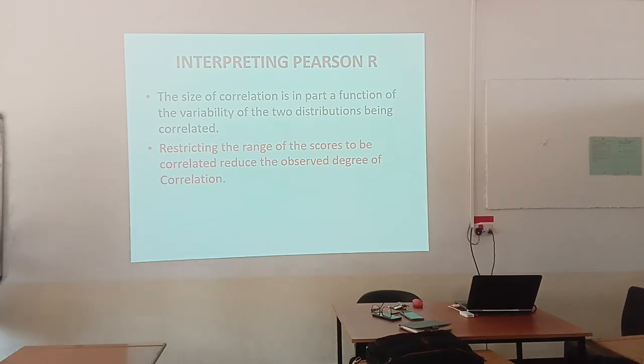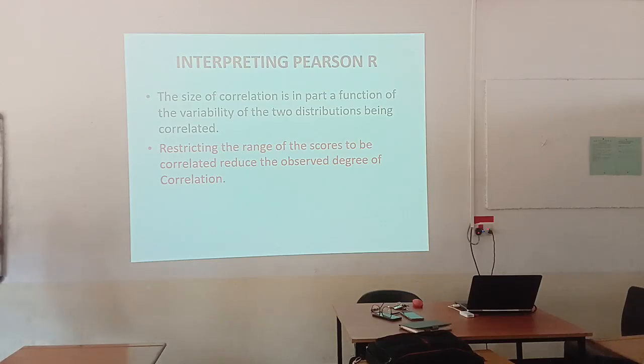How will it look like? Is it not going to be a scattergram? It will be, which will be showing no relationship. But actually, there is a relationship. The problem is you have just sampled from a restricted range of that population. Okay?